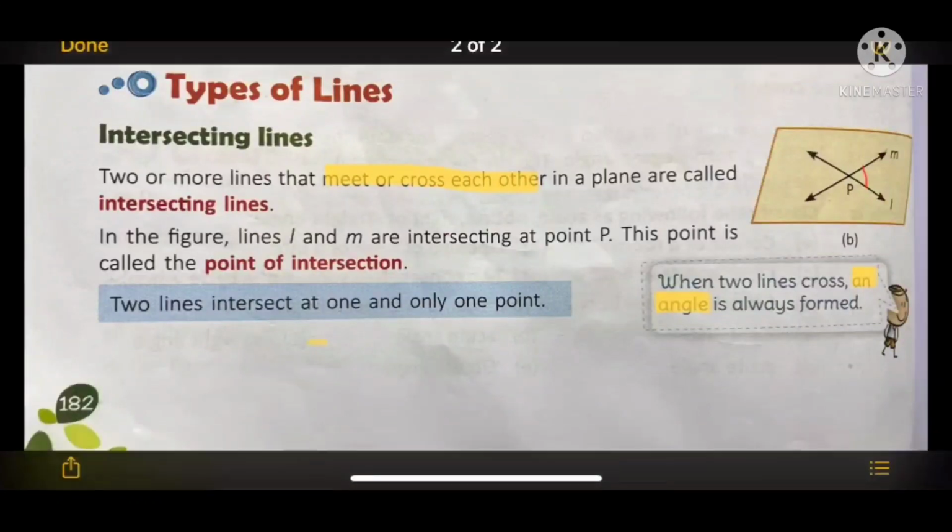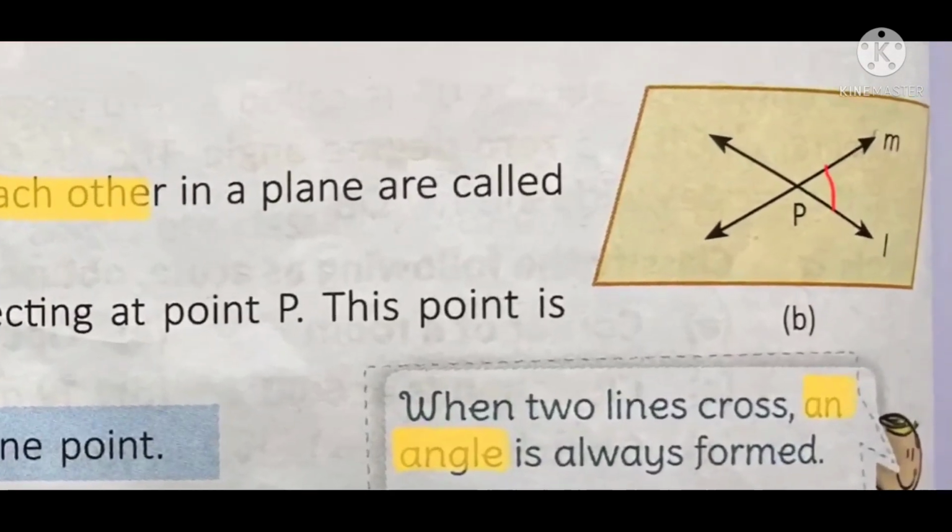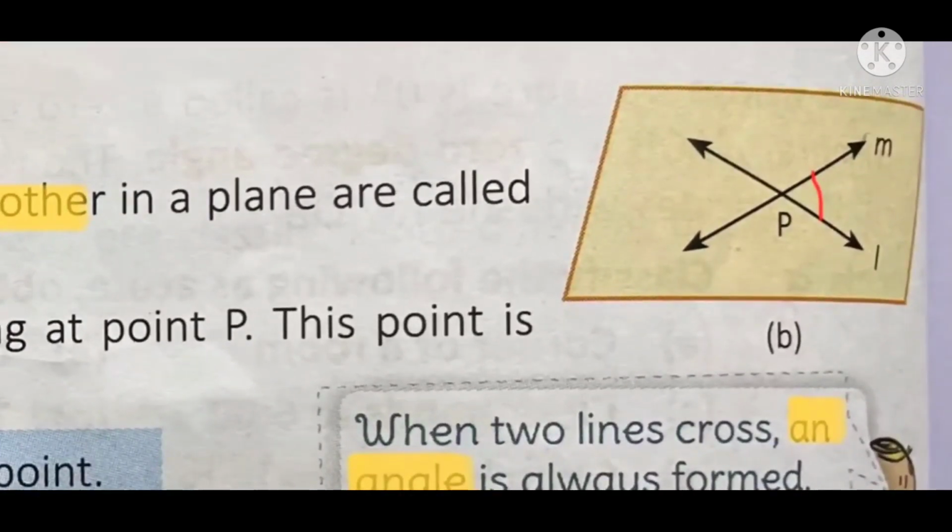Good morning, students. Today we are going to discuss types of lines. First, we are discussing what intersecting lines are. Two or more lines that meet or cross each other in a plane are called intersecting lines. You can see in the figure lines L and M are intersecting at point P, and this point is called the point of intersection. Now, two lines always intersect at one and only one point.